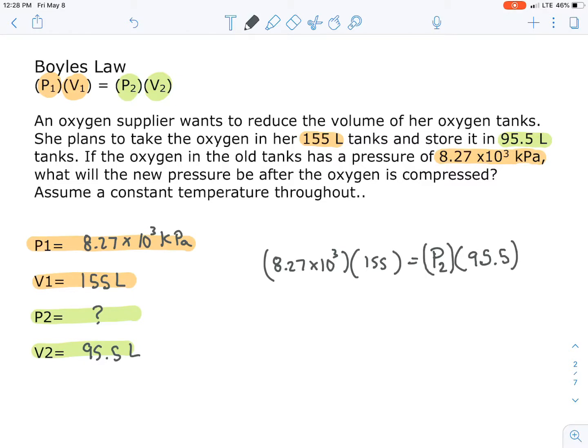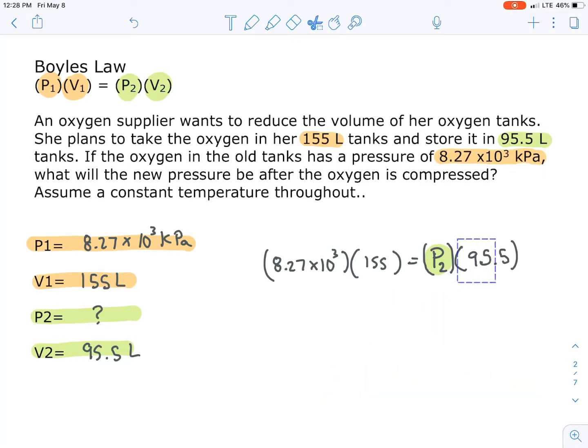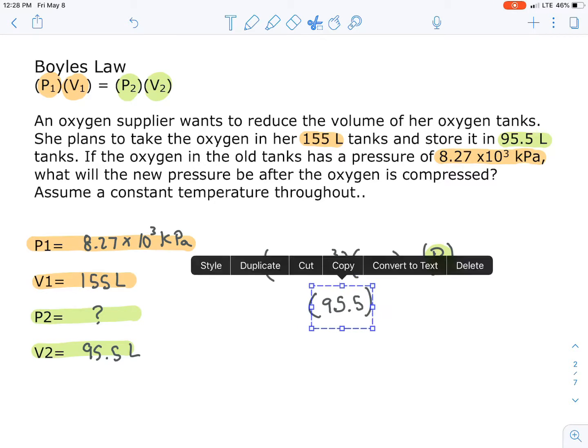And remember, I have the fancy iPad, so I can just do this. All I'm going to do is try to get P2 by itself over here. So I need to get the 95.5 to the other side of the equal sign. Normally I would just punch it in my calculator, so I need to divide it. With this pad, since you guys are all online here, I'm going to take it across the equal sign and put it on the bottom of the fraction.